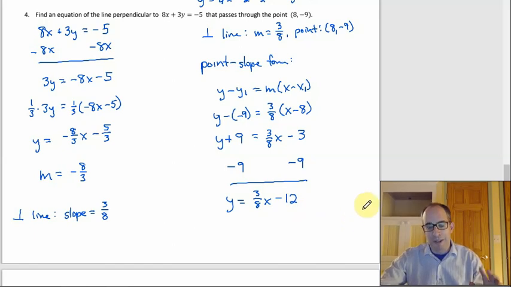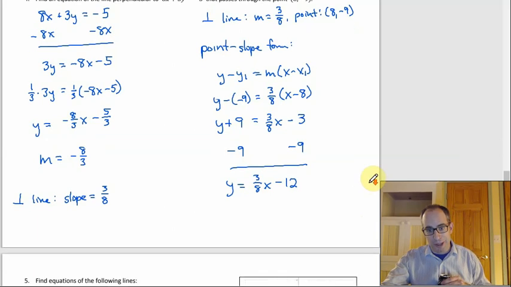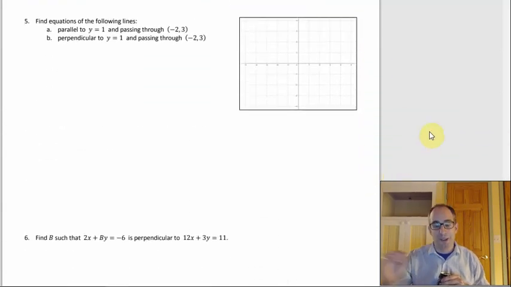All right, so about the same with number 4 as with number 3, except that it was perpendicular this time, right? So negative reciprocal for the slope of the new line. That's about the only difference there. All right, 5 is actually nice and short. It's still parallel and perpendicular lines, but it's about ones that are horizontal and vertical. These tend to be really fast.